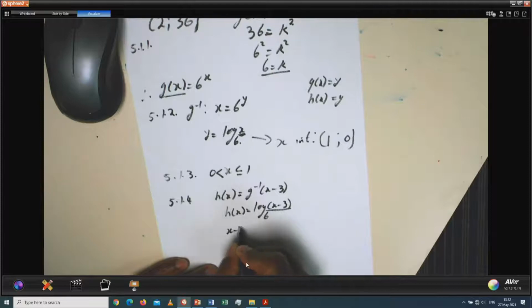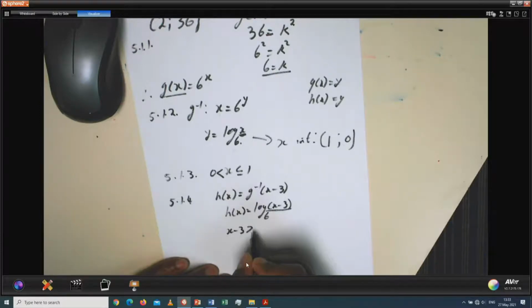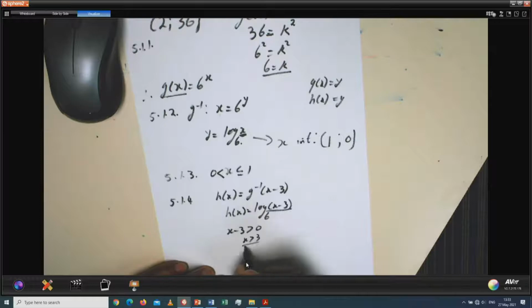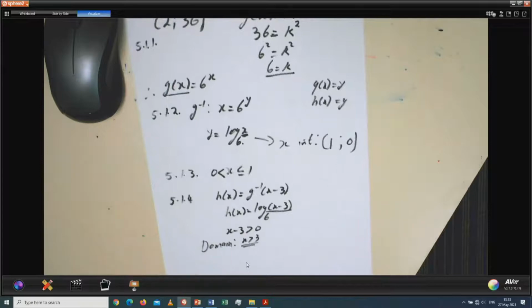Therefore, x minus 3 must be greater than 0. Therefore, x is greater than 3. This is the domain. X must be greater than 3.